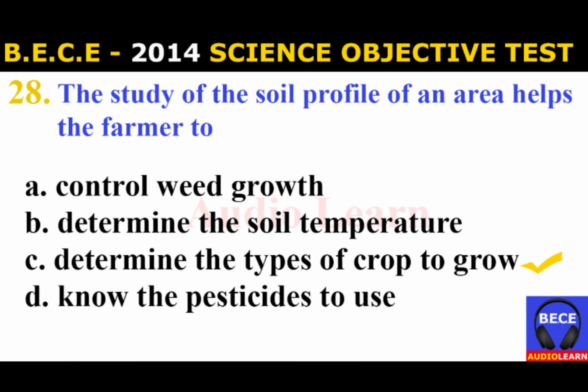Number 28. The study of the soil profile of an area helps the farmer to A. Control weed growth, B. Determine the soil temperature, C. Determine the types of crop to be grown, D. Know the pesticides to use. And the answer is C. Determine the types of crop to grow.